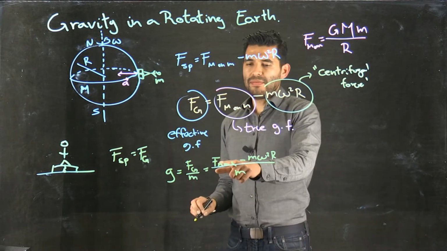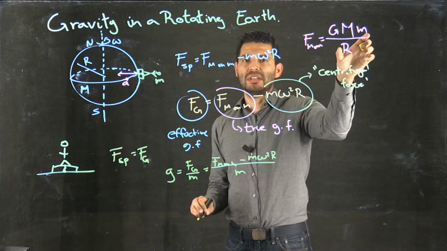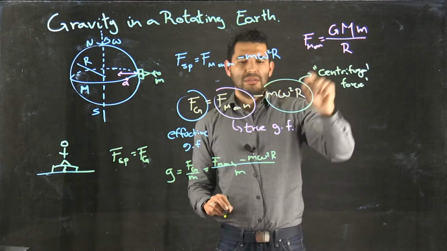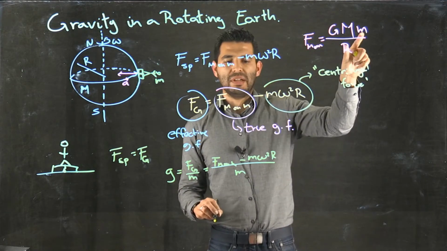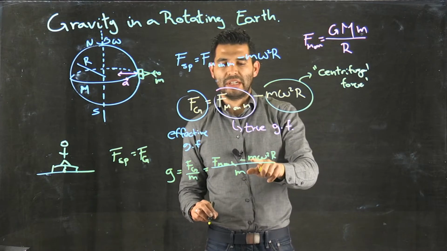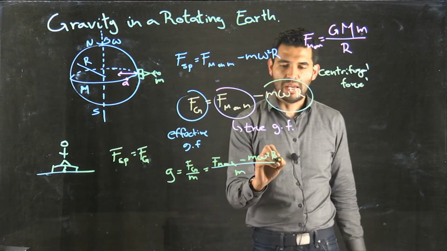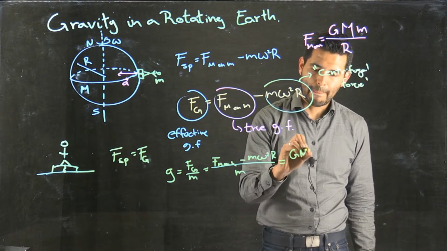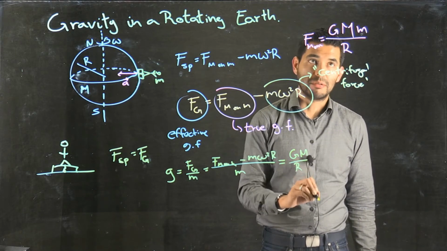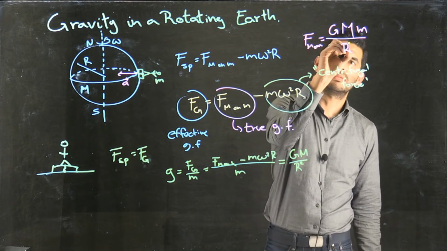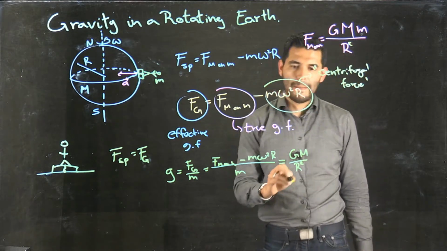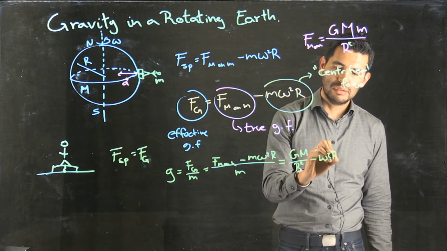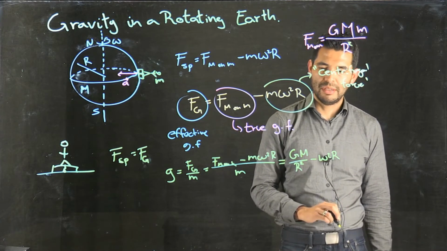For this F big M on small m, I can use this expression from the gravitational force. So this small m is going to cancel this other small m. This small m is also going to cancel this small m. And I'm going to be left with something like this: big G, big M, over the radius of the Earth squared. I missed this square here. Minus omega squared times the radius of the Earth.